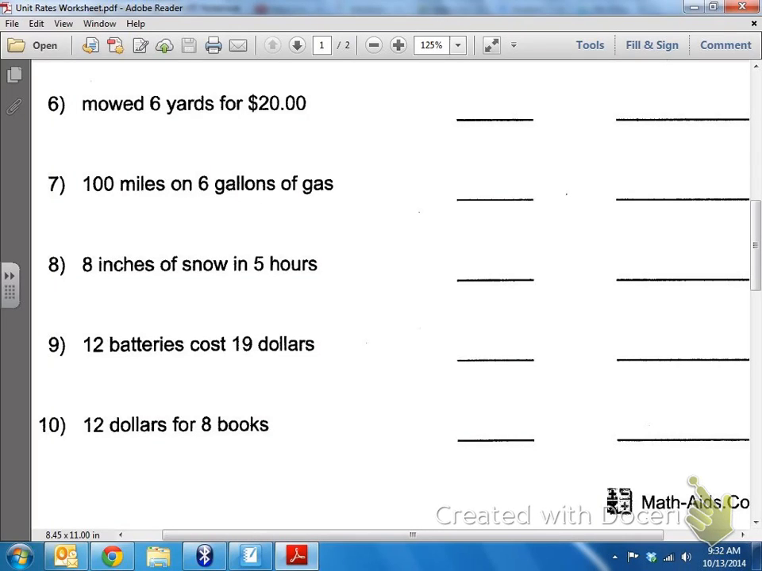All right, let's take a look at a few more examples here, 7 through 10 on this worksheet. We're still talking about unit rates, but here are a couple other scenarios besides just money and items. So let's take a look at number 7, 100 miles on 6 gallons of gas.